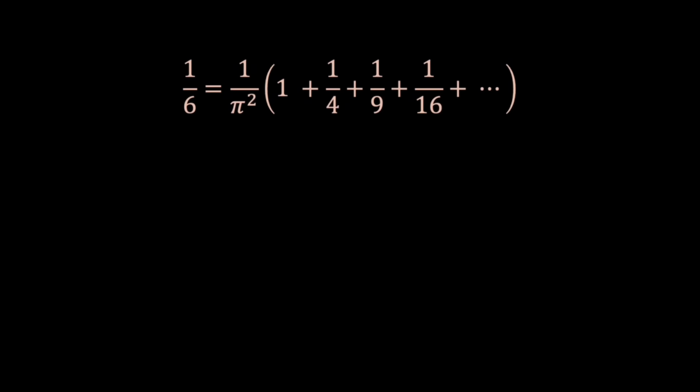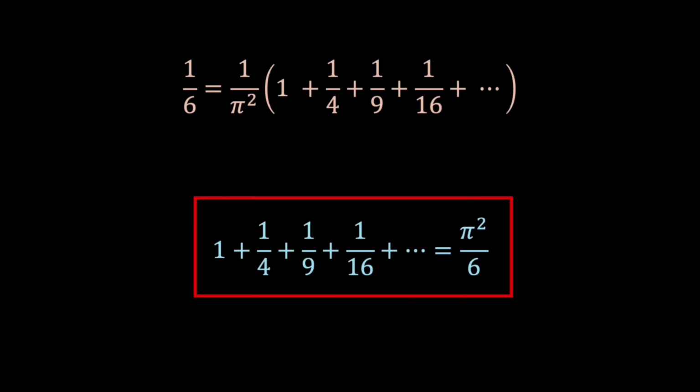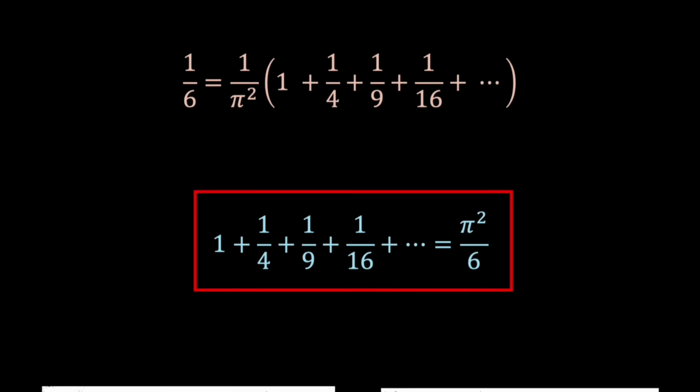And now the magic trick reaches its climax, because the terms inside the bracket are none other than the sum of the reciprocals of the square numbers, the very series Euler had been chasing from the start. And if we multiply both sides by pi squared, we end up with the truly jaw-dropping result that the infinite sum of the reciprocals of the square numbers is exactly equal to pi squared over 6. A problem that had stumped the best mathematicians for decades was solved. Euler had announced himself to the world.